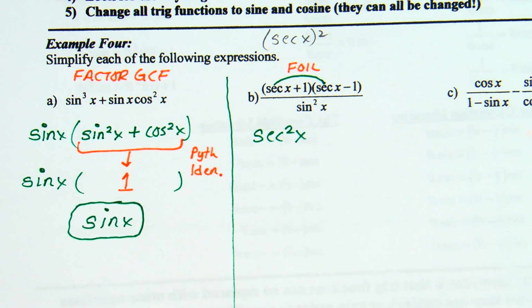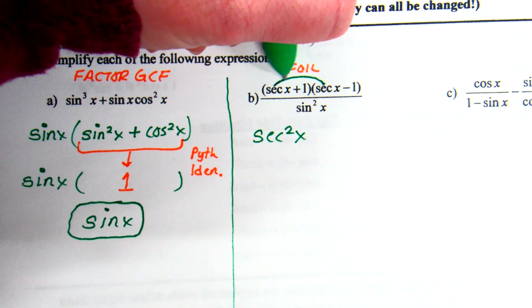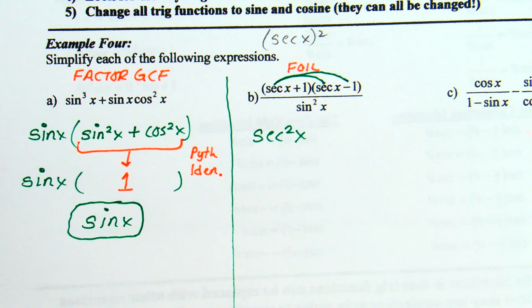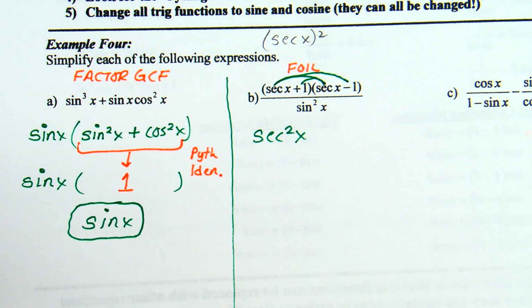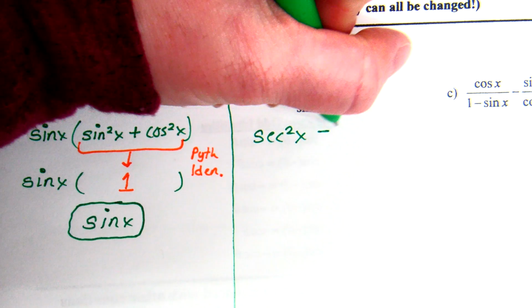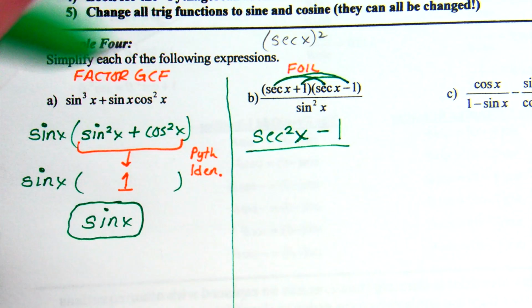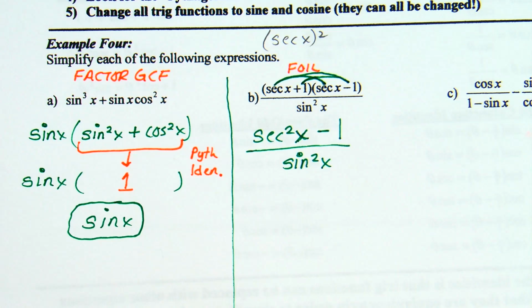Okay. Sorry, I'm interrupting myself. Secant x times secant x. Officially, double check ourselves. Secant x times minus 1 is going to be minus secant x. 1 times positive secant x is going to be plus secant x, so those will cancel. 1 times minus 1, minus 1, over our denominator of sine squared x.